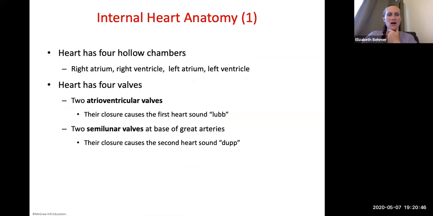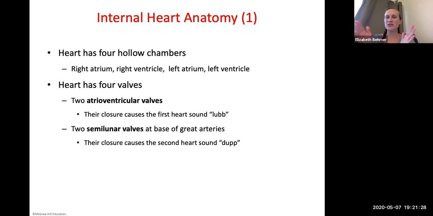So here are the 4 hollow chambers again, the right atrium, right ventricle, left atrium, left ventricle. There's 4 valves within these chambers. You have 2 atrioventricular valves, which are located between the atria and the ventricles. When they close, that makes a very loud, distinct sound, which the doctor listens for in his stethoscope. Then you have two semilunar valves, and these are at the base of the great arteries, which are the pulmonary trunk leading from your right ventricle and the aorta coming off your left ventricle.